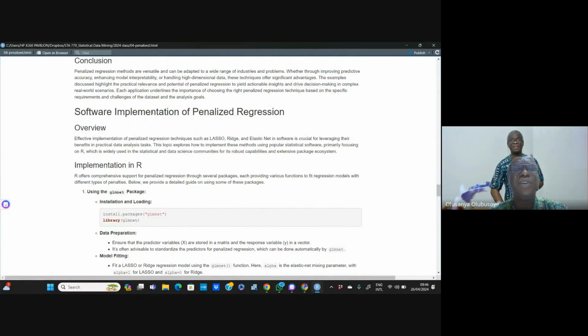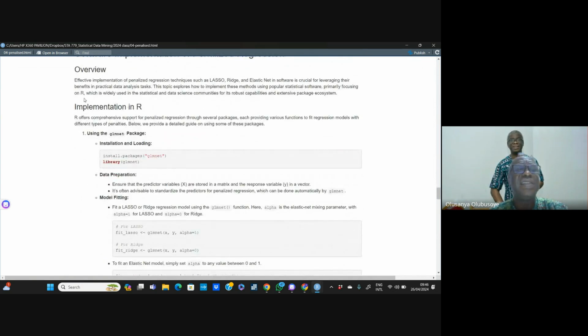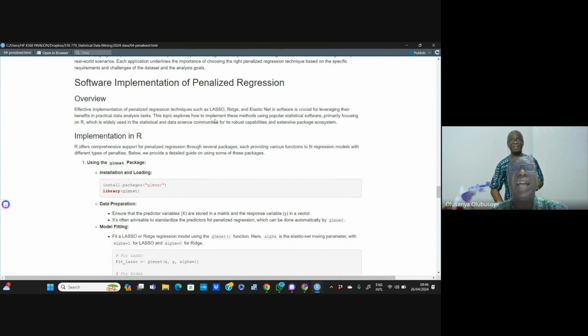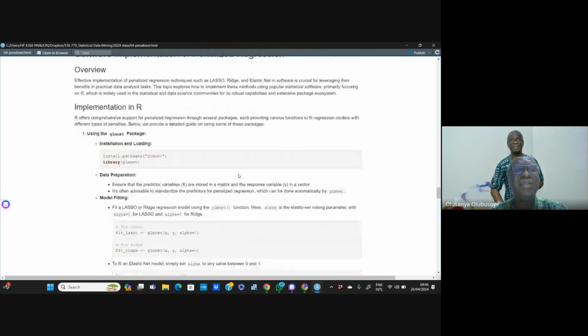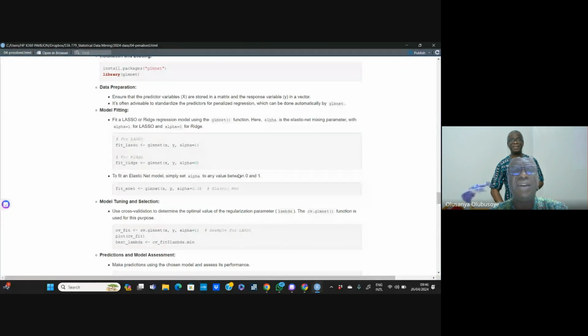Finally, for software implementation of penalized regression, these are some snippets, R snippets for you to work with. So here I've given you the snippet that you can run with the data that I gave you. That's the data on car owners. You have the data on car owners.